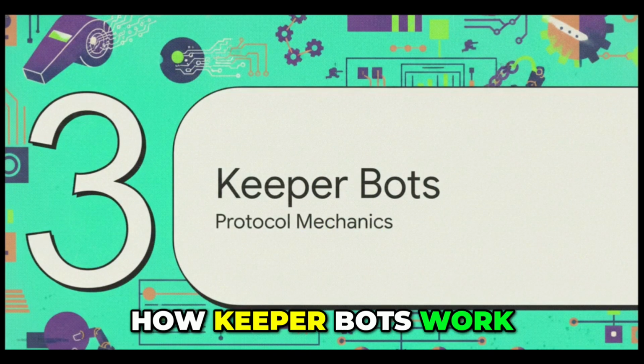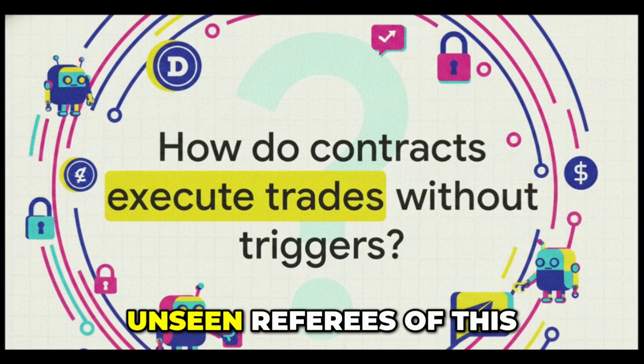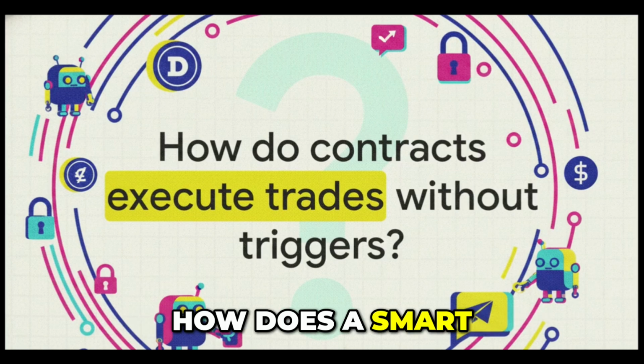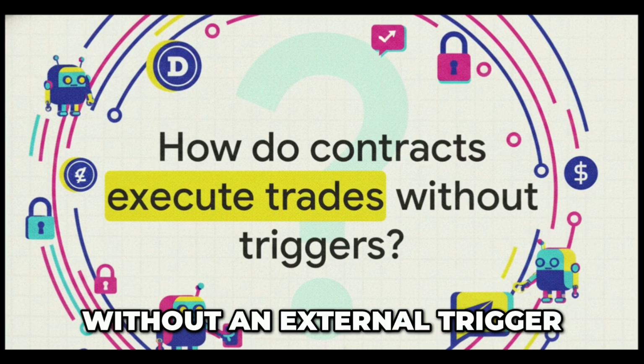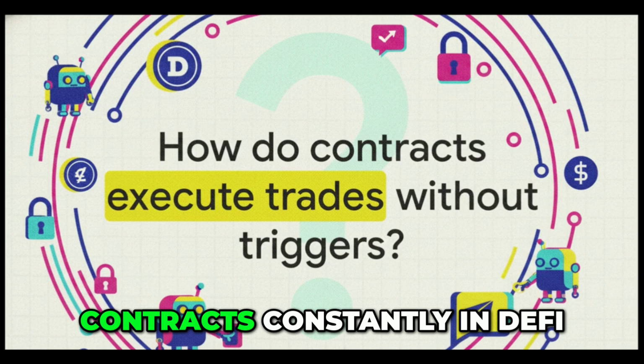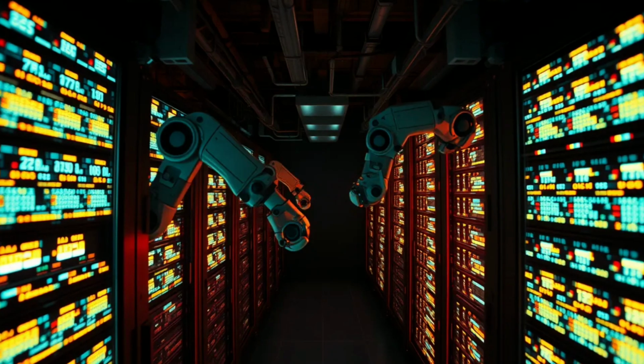Section 3. How Keeper bots work. So let's peek under the hood at the unseen referees of this exchange. It really begs the question, how does a smart contract execute a trade without an external trigger? We talk about smart contracts constantly in DeFi, but here's the secret. They're actually kind of passive. They can validate conditions, but they can't act completely on their own without a nudge. And that brings us to the absolutely indispensable role of Keeper bots.